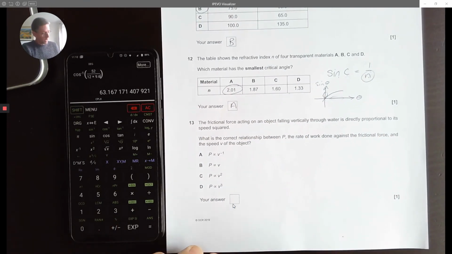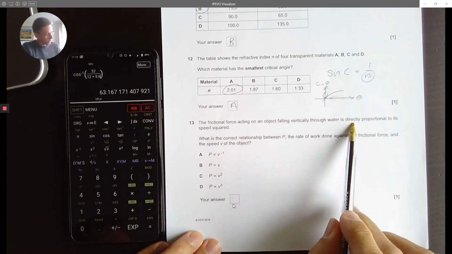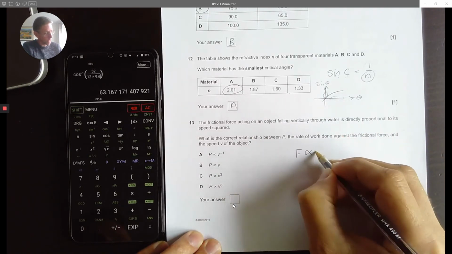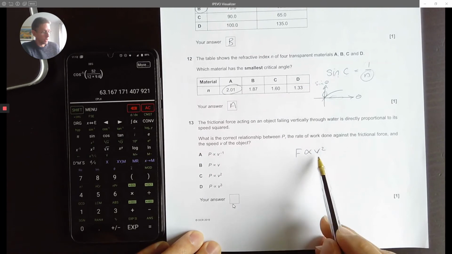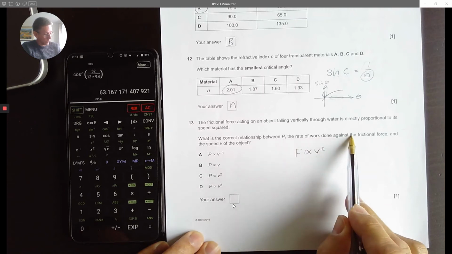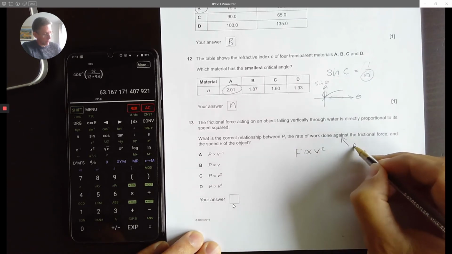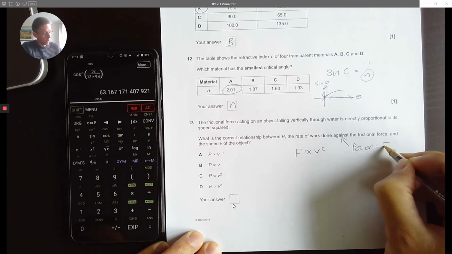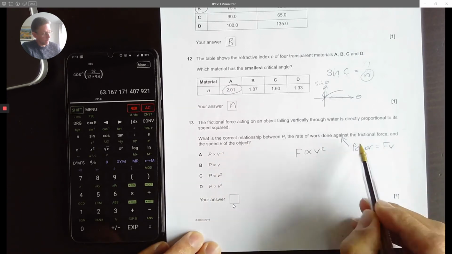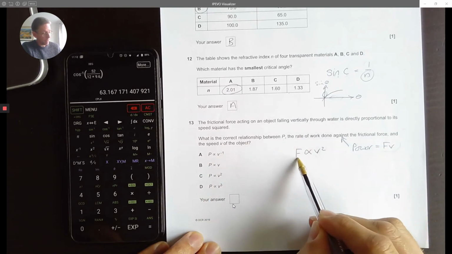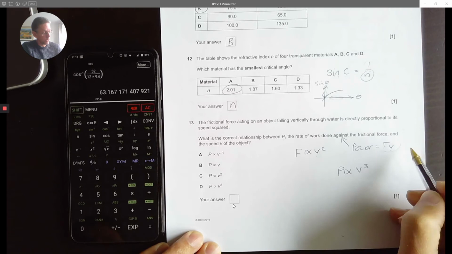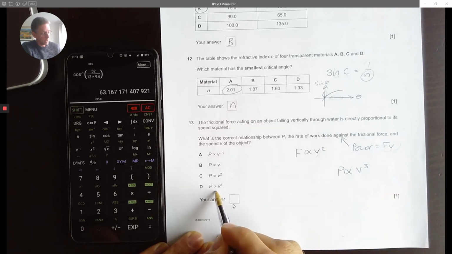Okay, 13. So there's a frictional force that's acting on something moving through water, and it tells us that that is proportional to the speed squared. So we'll just write that down, that the force is proportional to the speed squared. And then we're talking about P, the rate at which work's done. So that's power, right? And I know that that's equal to F times V. Work done against the frictional force and the speed of the object. So the power, P, is F times V, and F is proportional to V squared, so I've got power is proportional to V cubed. The V squared here times the V here. So that's answer D there.